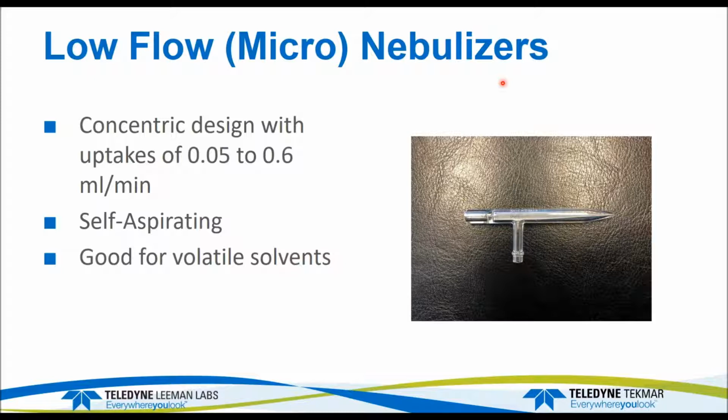This one, because you're only putting in tens of microliters a minute, you can run some tremendously volatile solvents with this. They have very high efficiency, so you would think that you would maybe see a big decrease in sensitivity. You don't. They're very efficient. It is possible that you virtually have no waste, that the entire 50 microliters a minute goes up into the plasma.